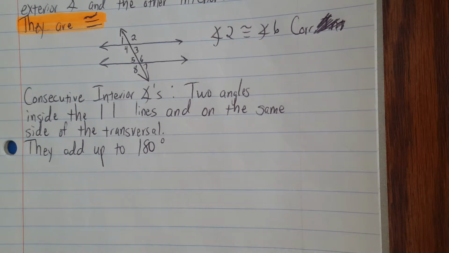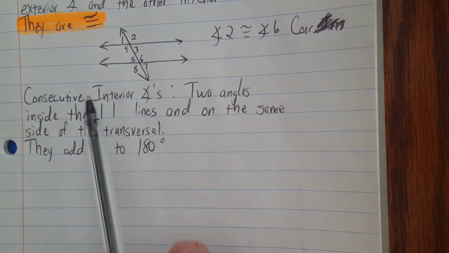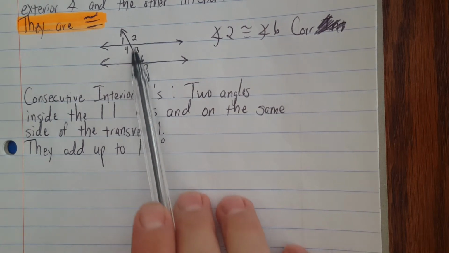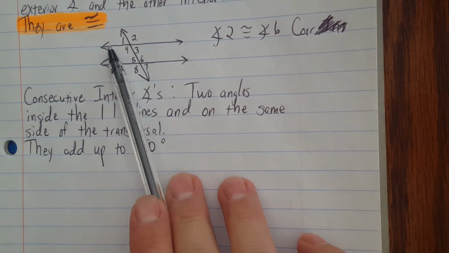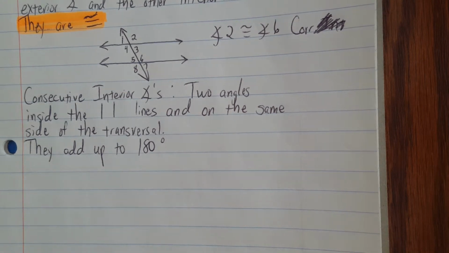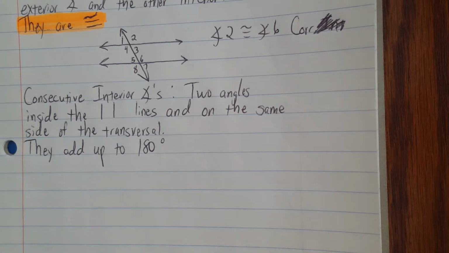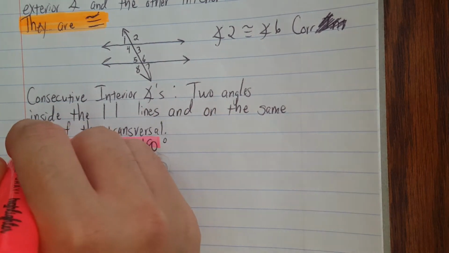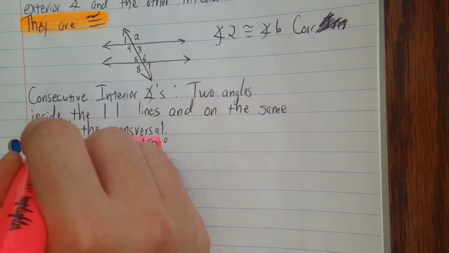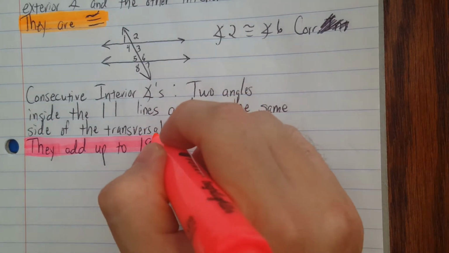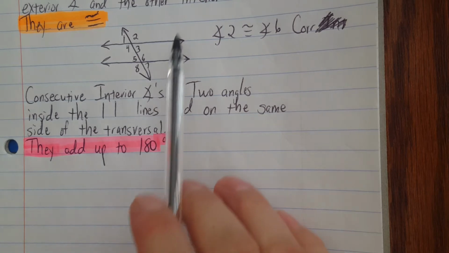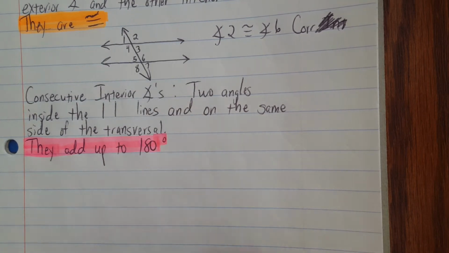So that kind of helps us maybe narrow down a little bit which ones I'm going to be using for consecutive interior, is that yes, they're trapped inside the parallel lines, but they're also going to be on the same side of that transversal. The key for this that you have to know how to do and be able to utilize is that they add up to 180 degrees. So make sure that you know that and are able to use that.